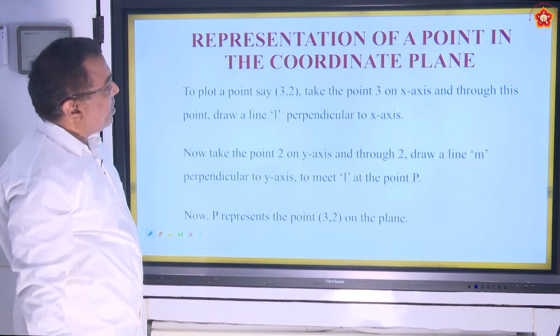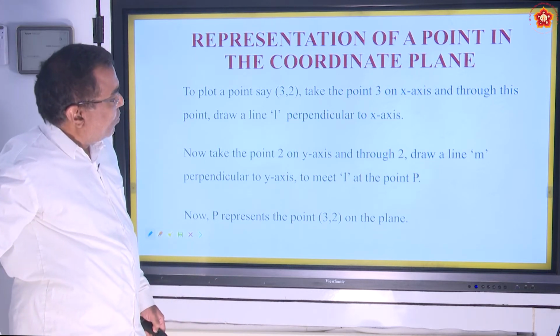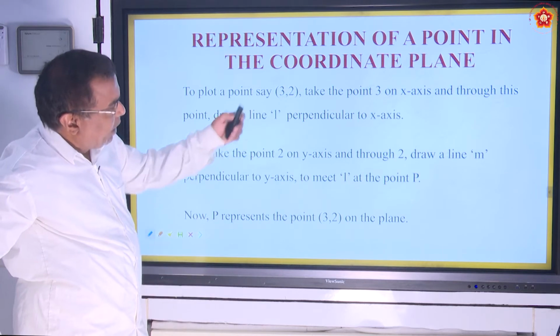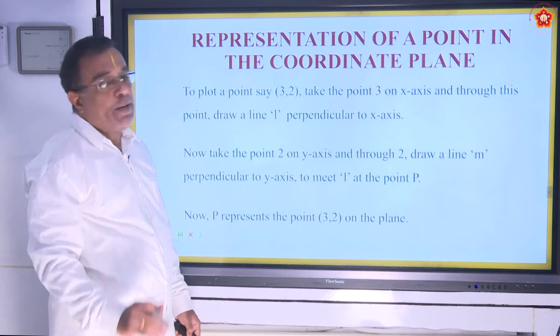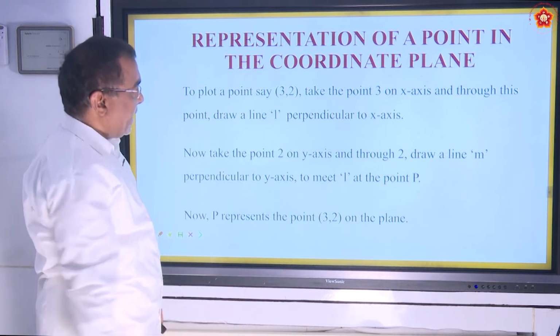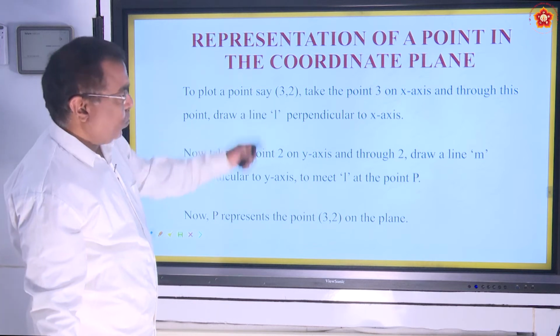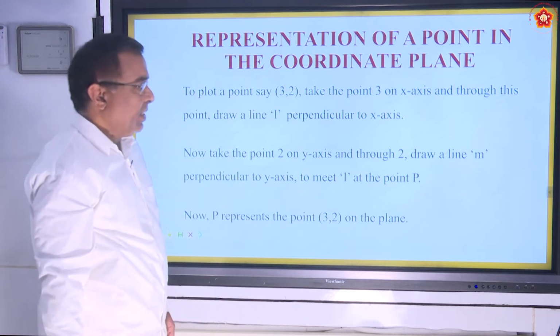Now, let us take an instance of representing a point, say (3, 2), on the coordinate plane. How to represent any point for that matter in a coordinate plane. For example, we are taking the coordinate (3, 2). So what we do? We take the point 3 on the x-axis.